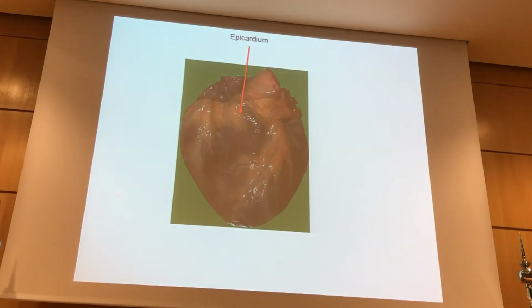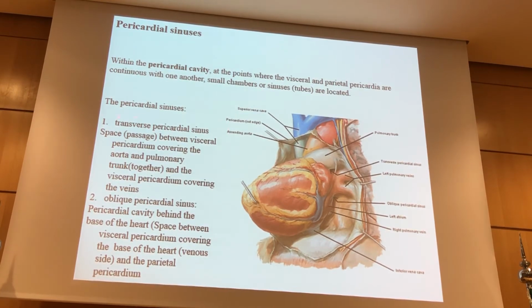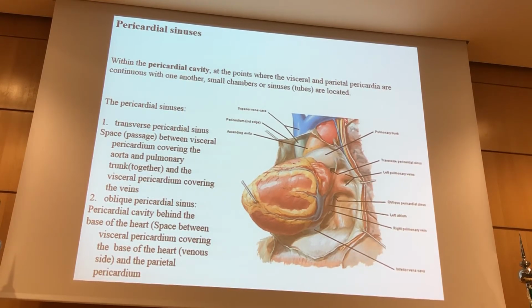This is the visceral pericardium, the shiny layer that gives the heart its shiny appearance. You cannot peel it off. This is a picture from a real human heart. Now, when you go to the lab, Dr. Atif and his staff are going to talk about pericardial sinuses. We have two of them: the transverse pericardial sinus and the oblique pericardial sinus.